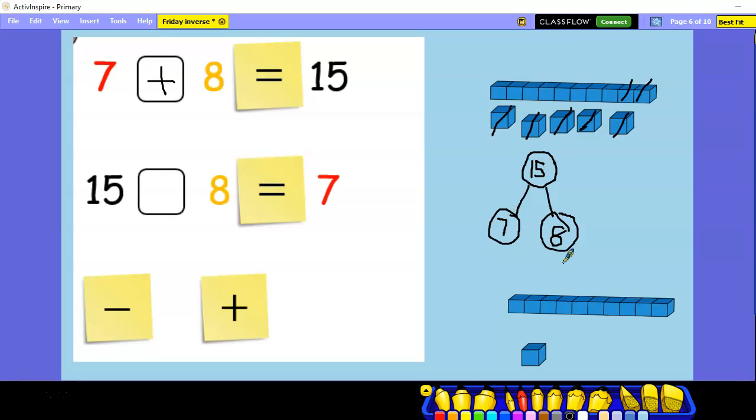But if I've got 15 and I take away 8, like this, I'd be left with 7. That would be the answer. So that is a subtraction. Can you see how it's the same numbers, but in a different order? They're back to front. If we do addition or subtraction, it swaps it around.